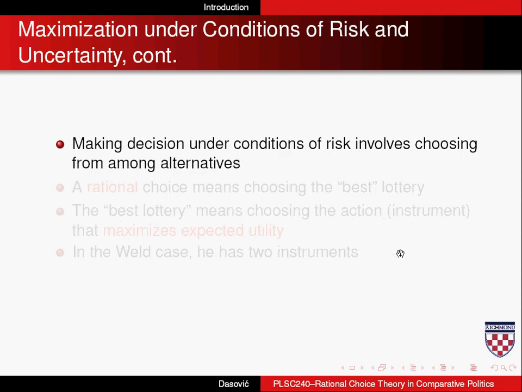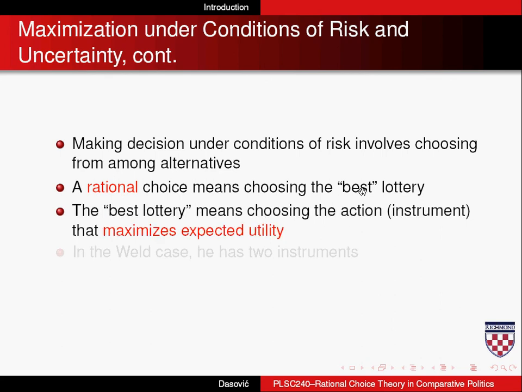So once again, this is decision making under conditions of risk, which means that you have to take into account not only your preferences but also your beliefs about the world. A rational choice means choosing the best lottery of your basic actions, and the best lottery essentially means choosing the action or the instrument that maximizes your expected utility. So being instrumentally rational is selecting the instrument or the action that maximizes one's expected utility.